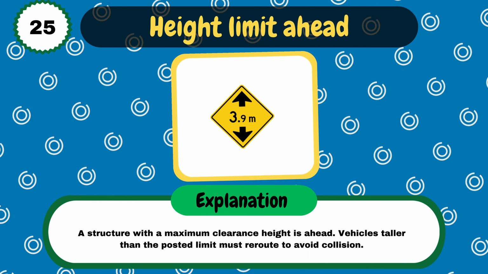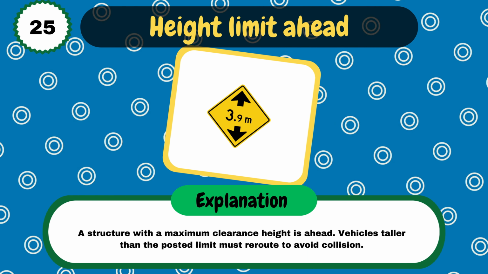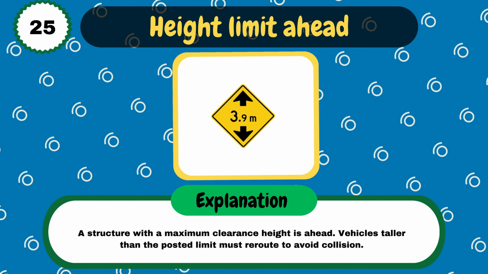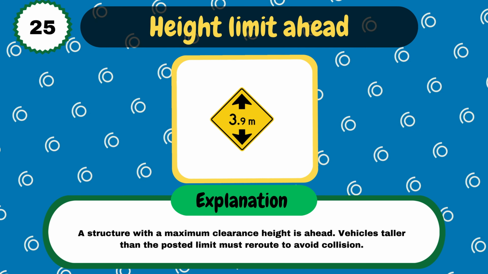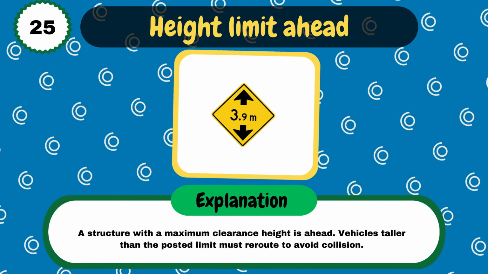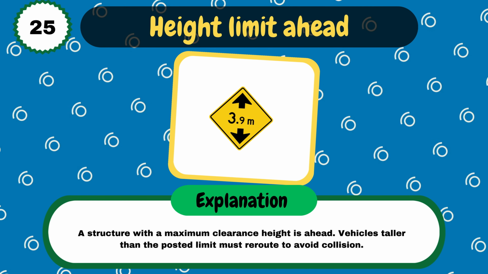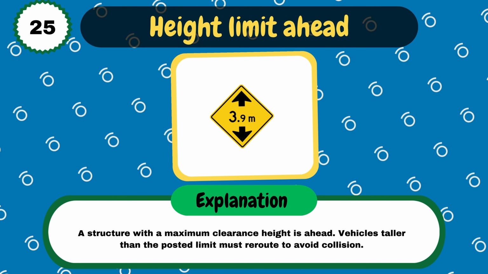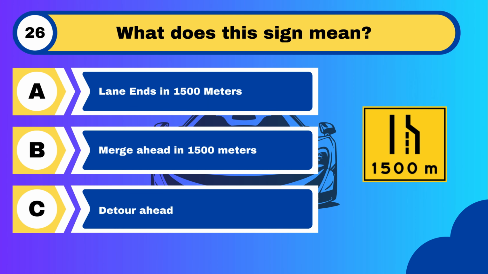This is the height limit ahead sign, and it means a structure up ahead, like a bridge or tunnel, has a vertical clearance limit. Any vehicle taller than the posted height must reroute to avoid collision, as these structures cannot accommodate oversized loads. What road change is being communicated?